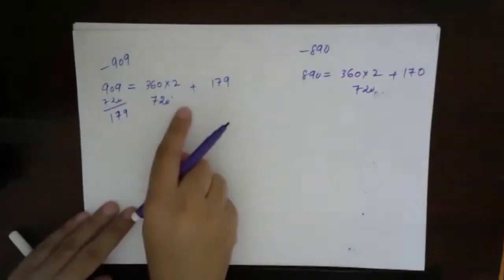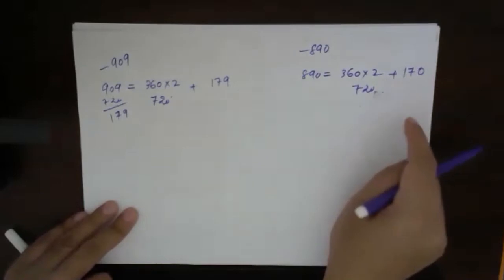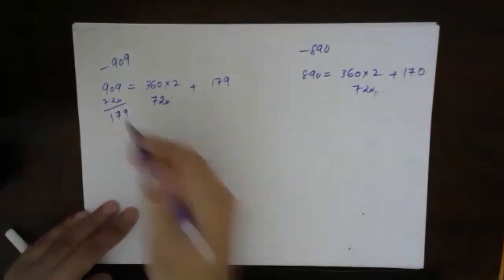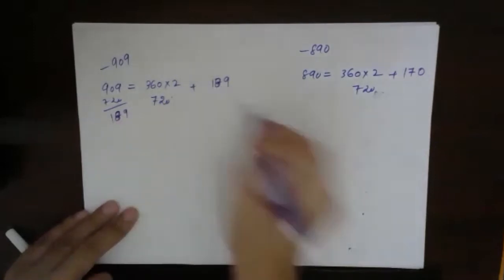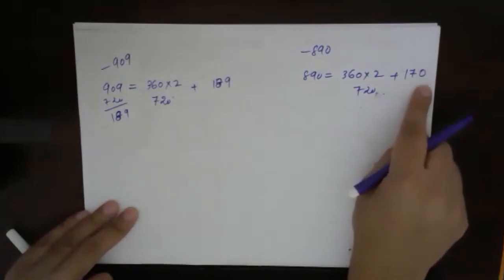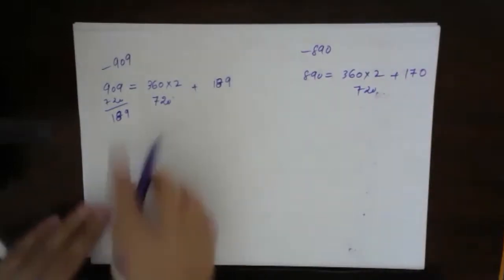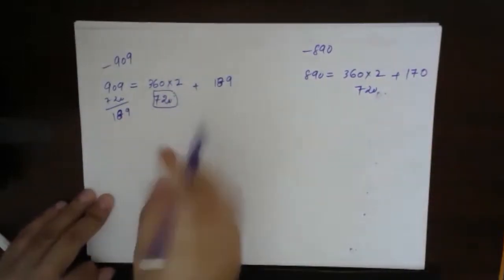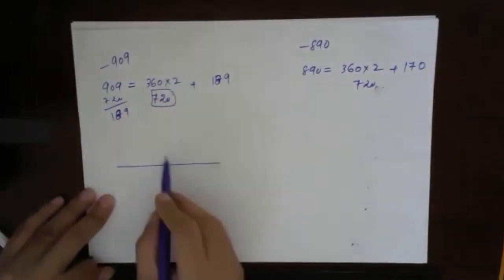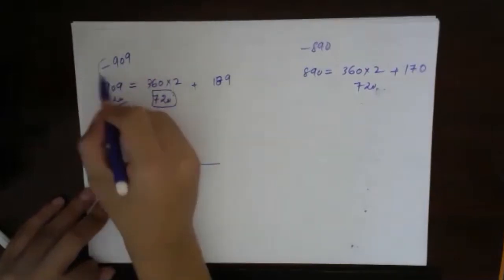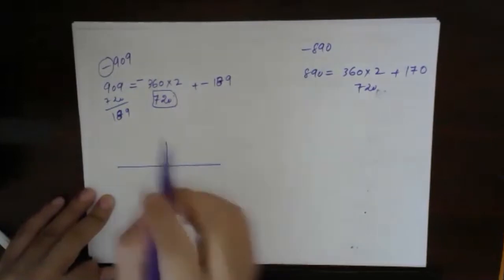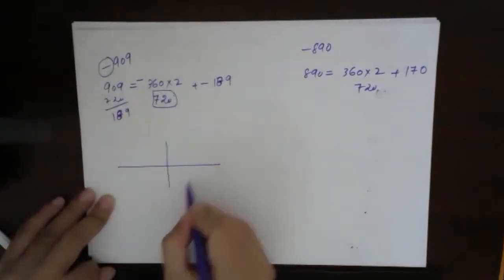And this one is 720 plus 170. So what is happening here? 720 means I have made 2 complete rotations. But because it was minus, this is minus 720 minus 189. Because there is a minus, I will move in the negative direction.